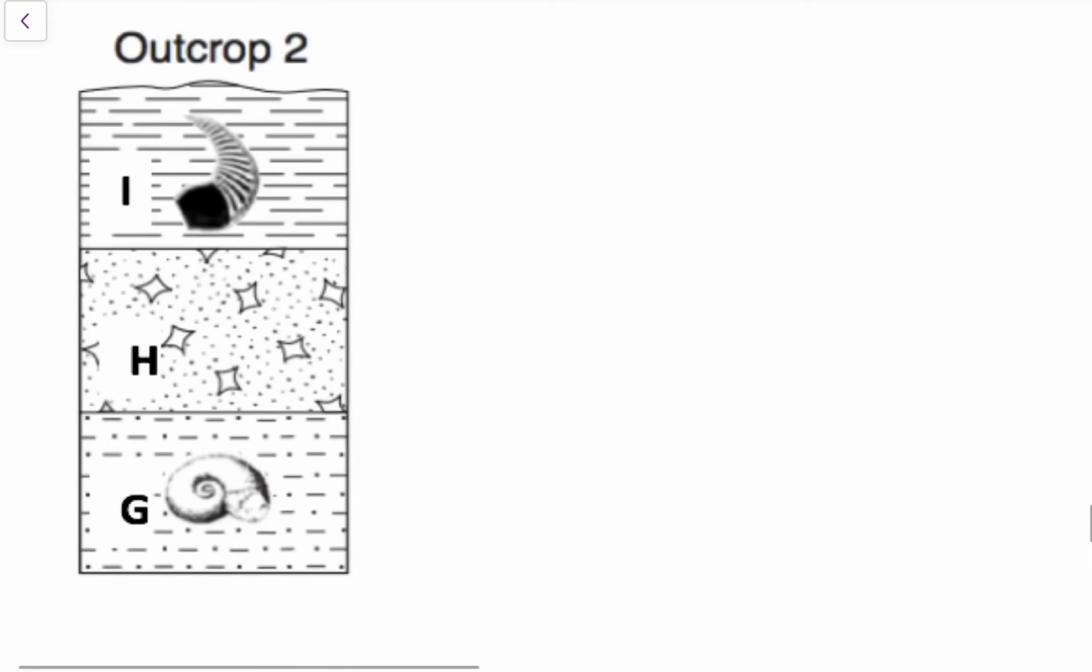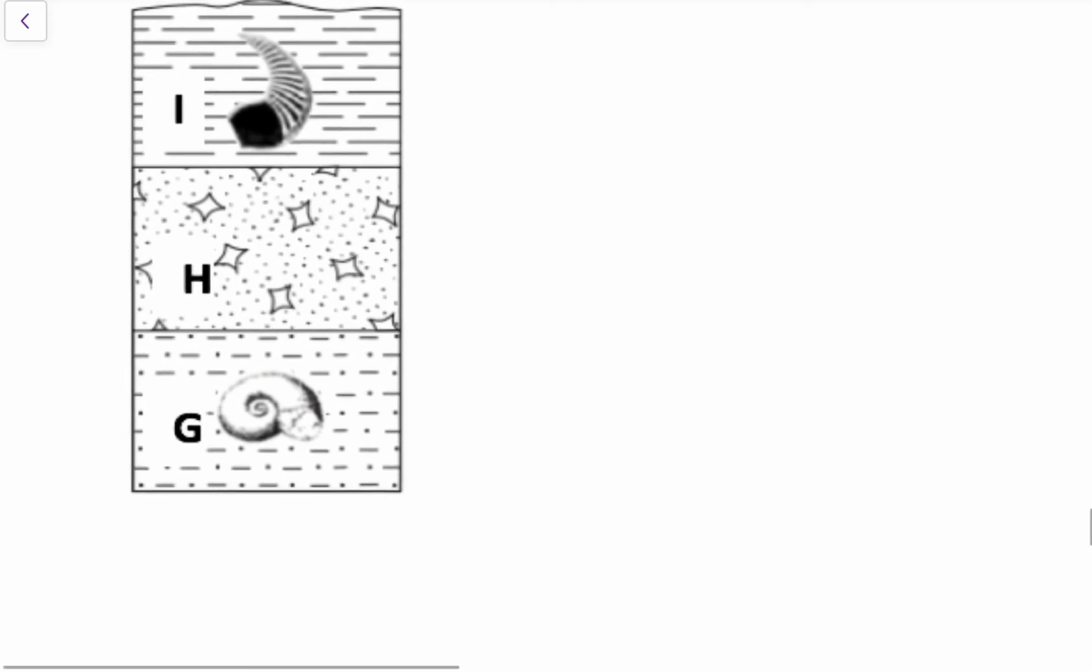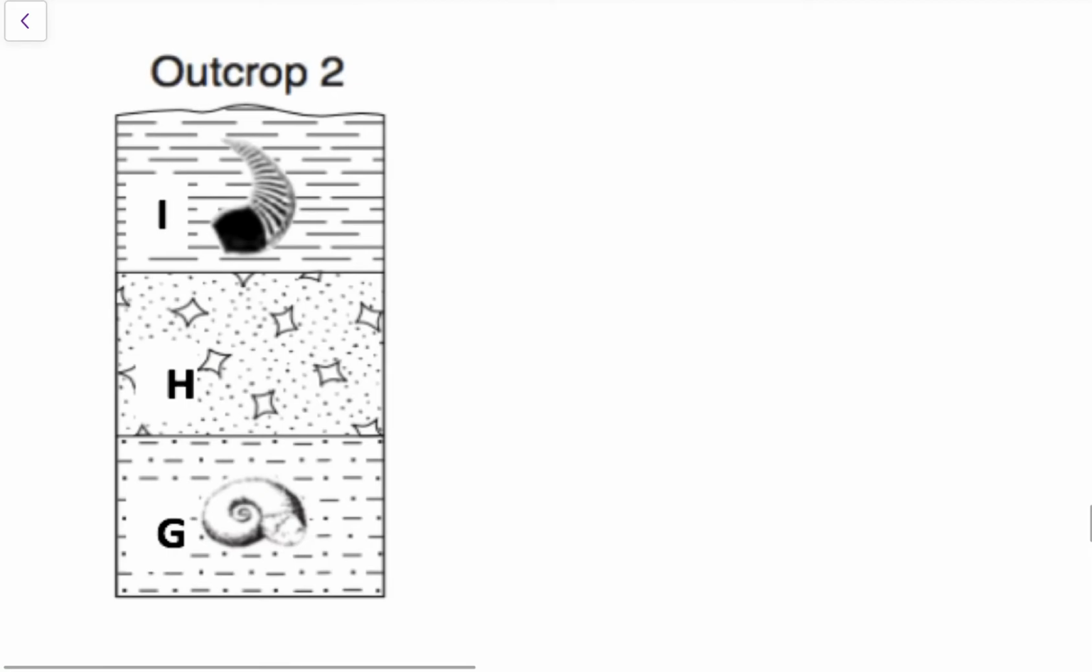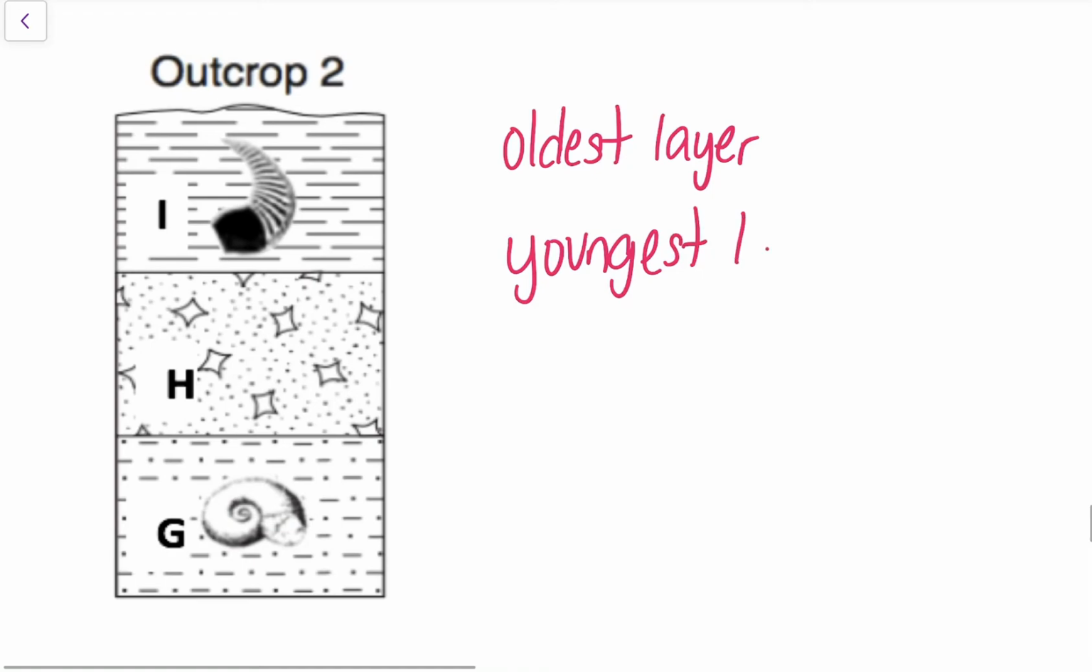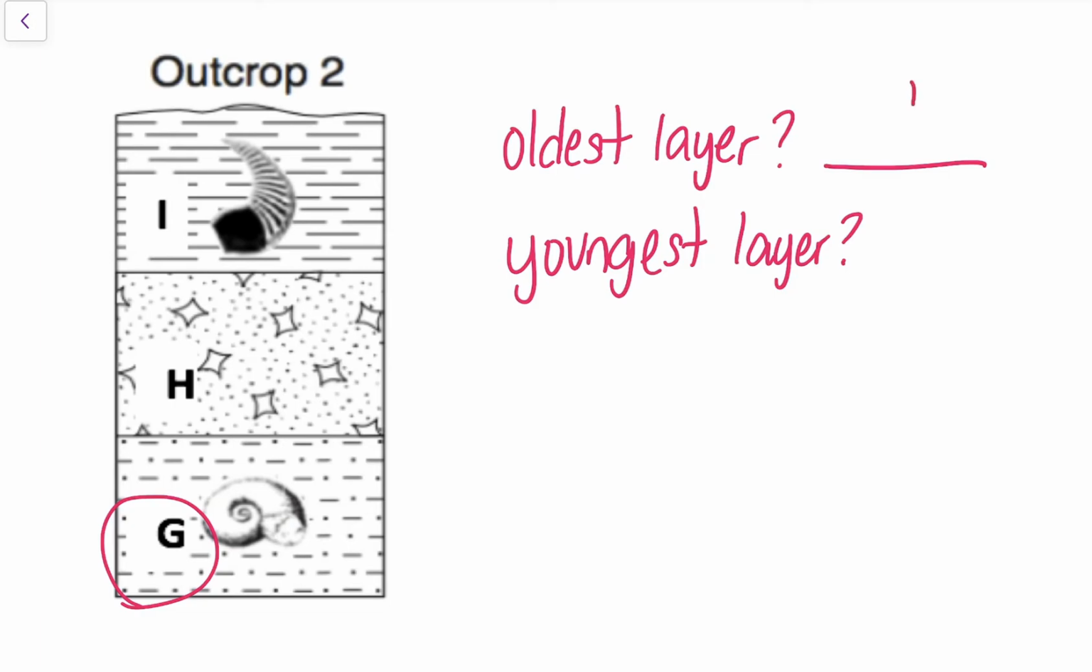Let's try another example. In this, what we call outcrop, what is the oldest layer? What is the youngest layer? Well, the oldest layer is on the bottom. So here, my oldest layer has to be layer G. The youngest layer is on the top. So the youngest layer here must be layer I.